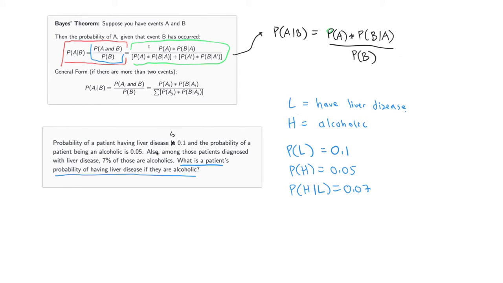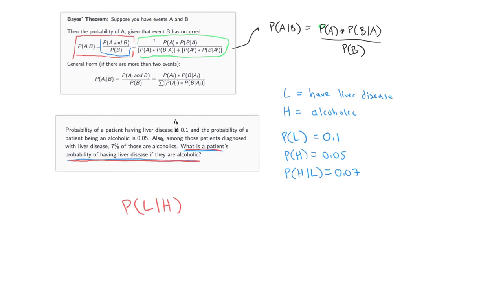And then we get to the final question. What is the patient's probability of having liver disease if they are an alcoholic? So I'm going to do a little red underline here, because we're going to make this red. What they're asking is, what is the probability of L given H? Isn't that what they're asking, right? So that is huge, to recognize the cast of characters and to recognize what they're asking.